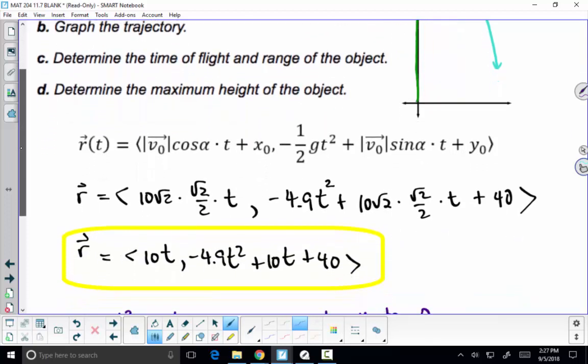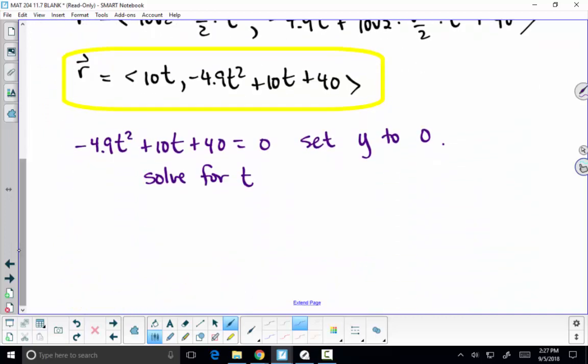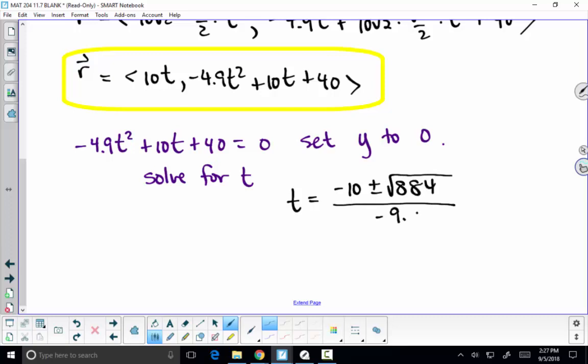Right here is going to be negative 10 plus or minus the square root of 884 over negative 9.8. Say it again: negative 10 plus or minus the square root of 884, all over negative 9.8. And so obviously we're choosing the positive time value. The negative time value would be back through the cliff.